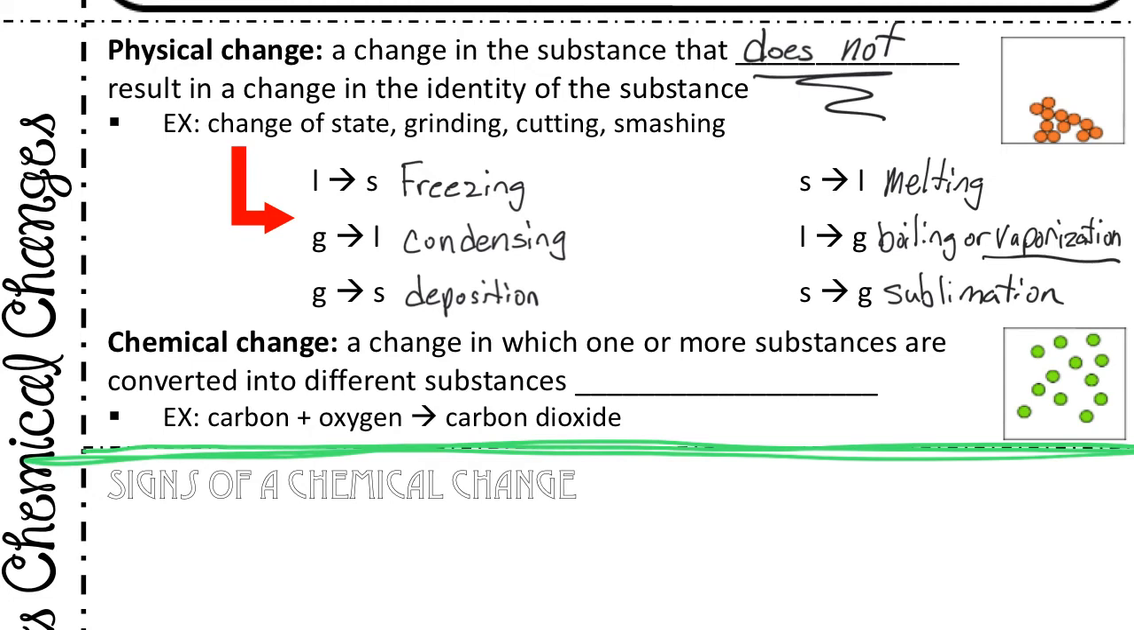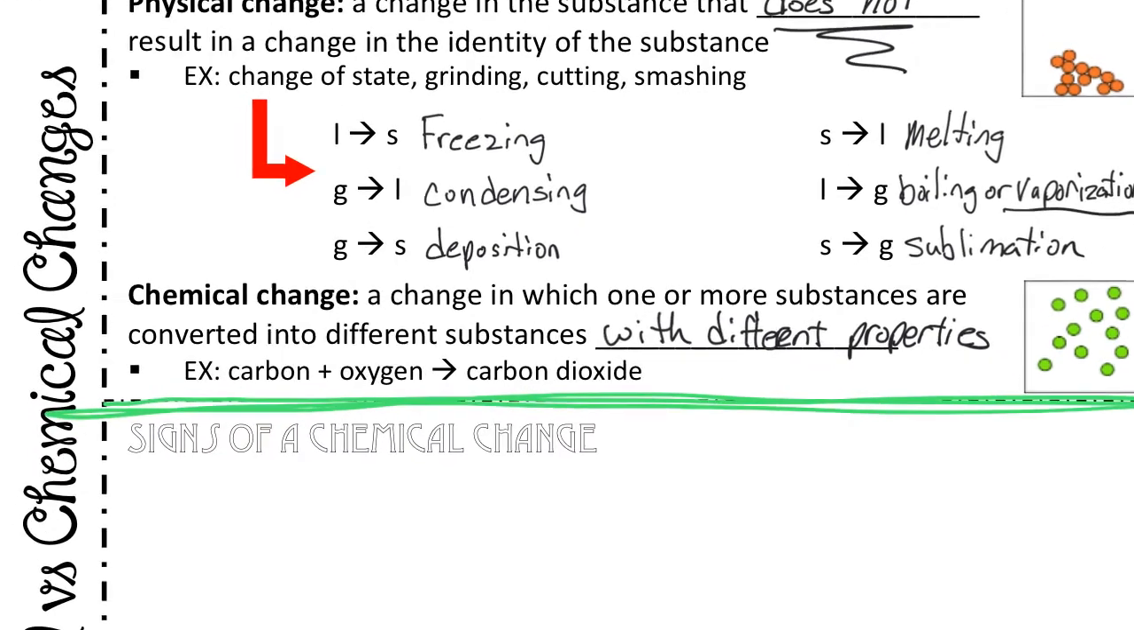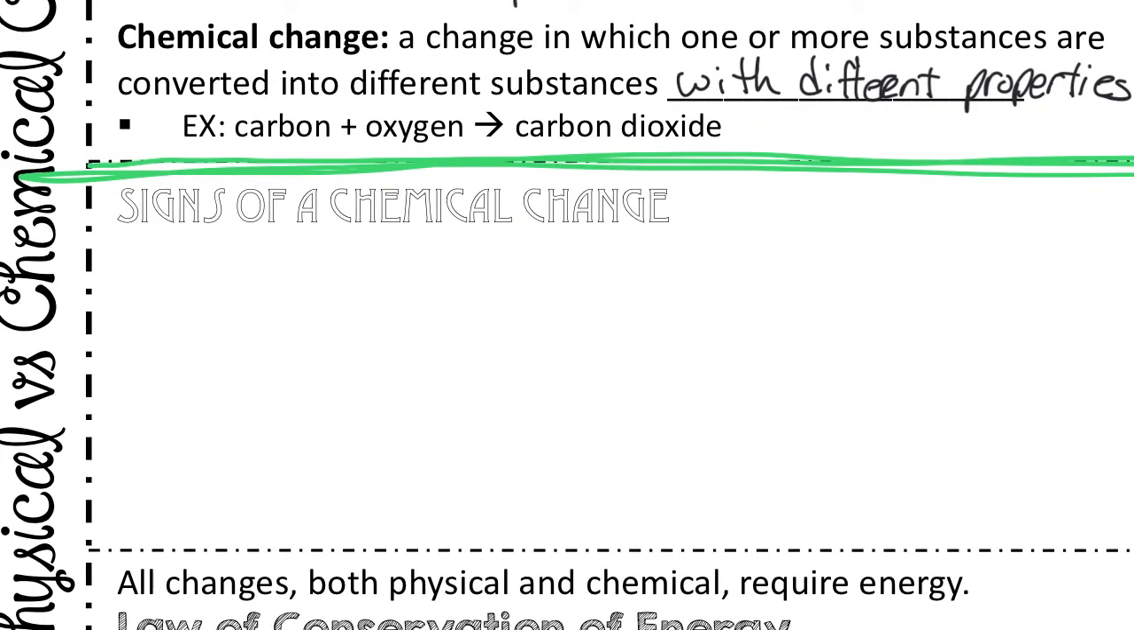Chemical changes are when one or more substances are converted into different substances with different properties. The example is carbon combined with oxygen will give you carbon dioxide. I also talked about salt molecules above, where you've got sodium combining with chlorine to produce salt, NaCl. There are 5 different signs of a chemical change.